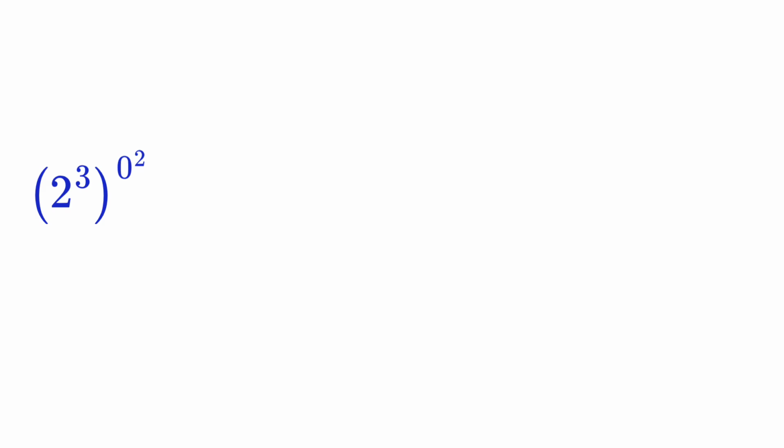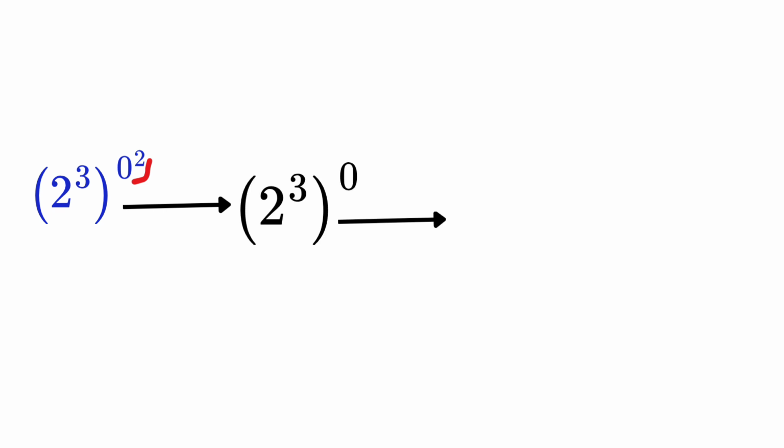Now take the second term. So here 0 square is 0. Then we get 2 power 3 whole power 0. So here 2 cube is 8, so then we get 8 power 0. 8 power 0 is 1.